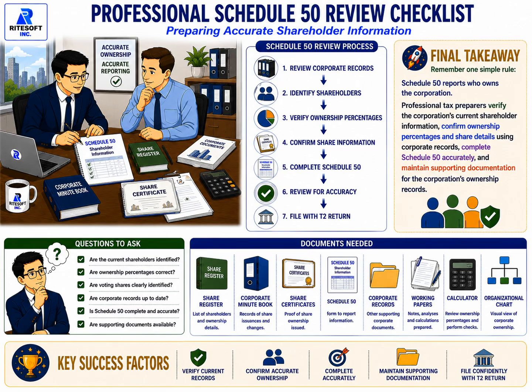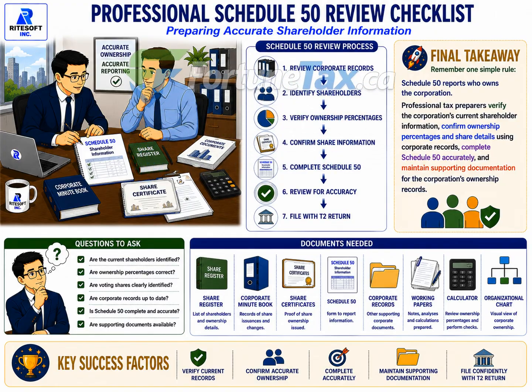After identifying the shareholders, verify each shareholder's ownership percentage. The ownership percentages should accurately reflect the corporation's current share structure and agree with the corporation's records. The next step is to confirm the share information itself. This includes reviewing the types of shares held, such as voting or non-voting shares where applicable, and confirming that all ownership details have been recorded correctly.